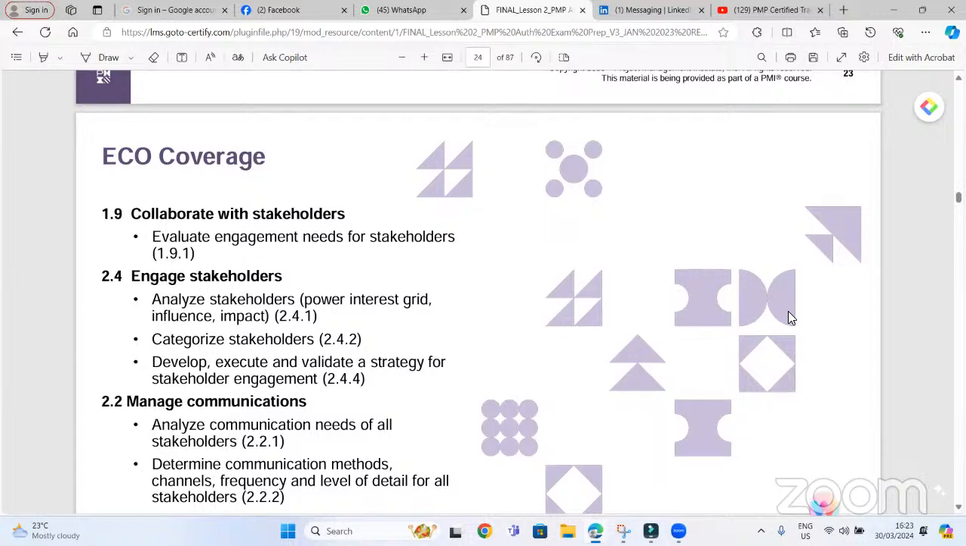So in all these cases, you need to be very selective about what you are communicating with whom, in which format, and at which frequency. So all these things we discussed yesterday.